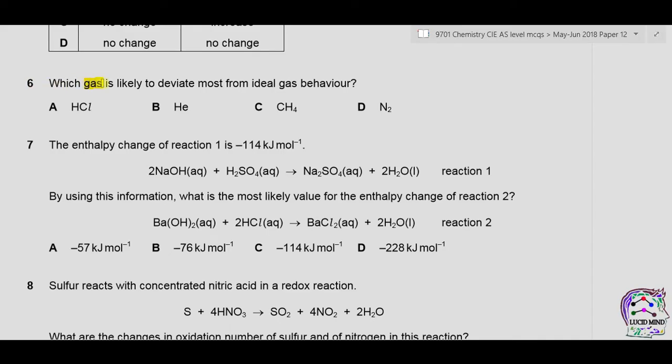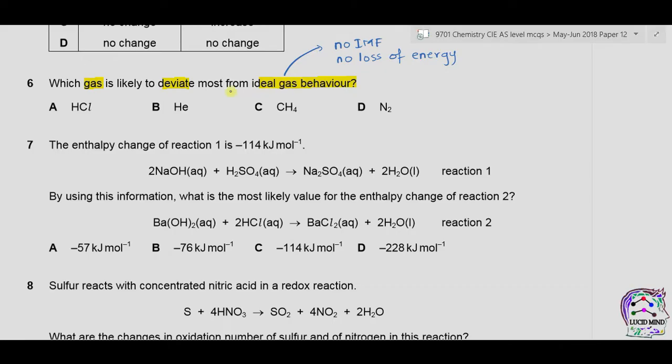Question 6. Which gas is likely to deviate most from ideal gas behavior? Now ideal gas is the one that has no intermolecular forces of attraction or repulsion between its molecules, and in ideal gas there is no loss of energy upon collisions.